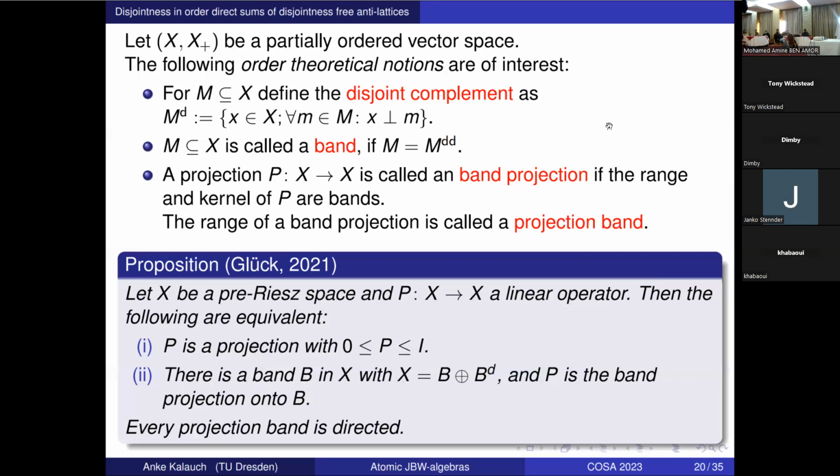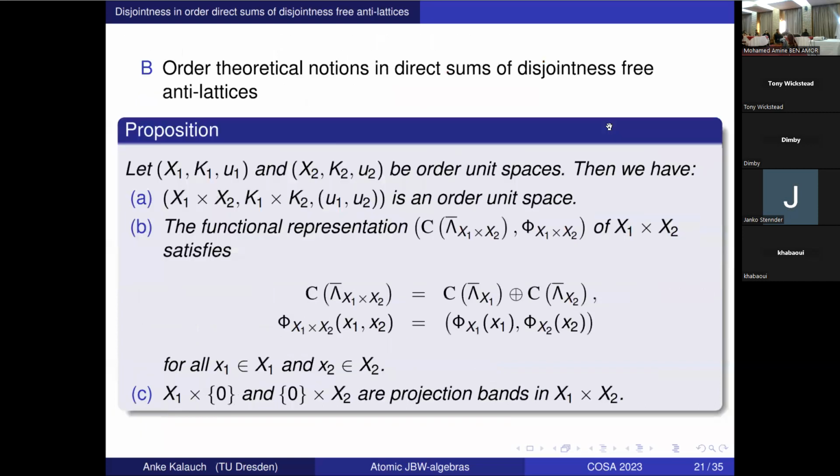So this paper appeared within a few weeks or so. This was really nice and solved all questions we never asked before, but were kind of natural. And this helps here a lot. So we have to go to the second part. We have to put our attention to direct sums now of these disjointness-free antilattices. So far we have all the factors as disjointness-free antilattices.